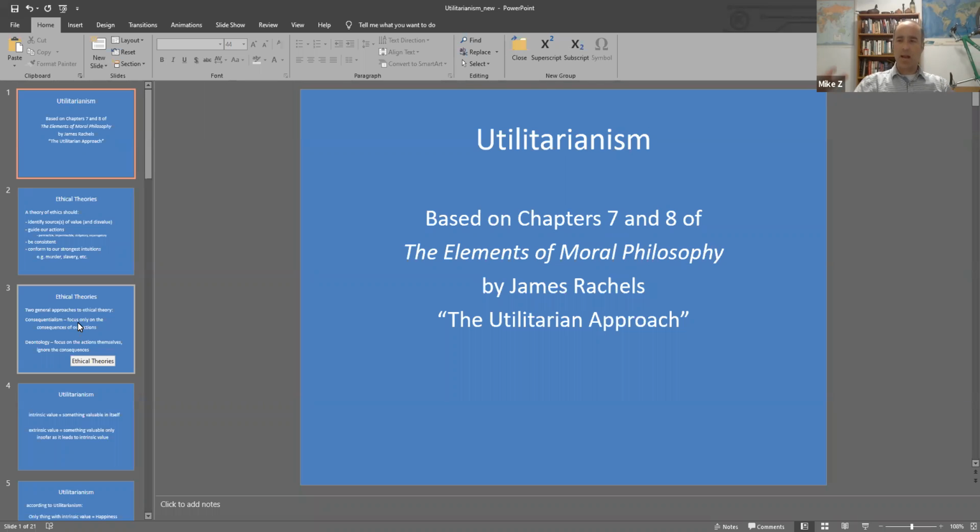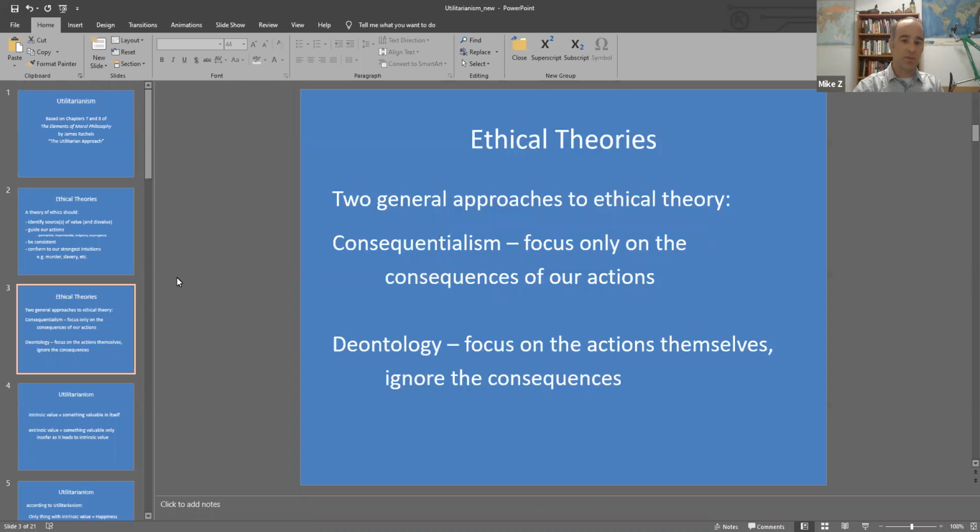All right, so setting the stage. I'm going to build up the theory from its pieces and then explain a few straightforward applications of the theory, like how does the theory actually get used? Okay, so first of all, two very general approaches to forming an ethical theory.